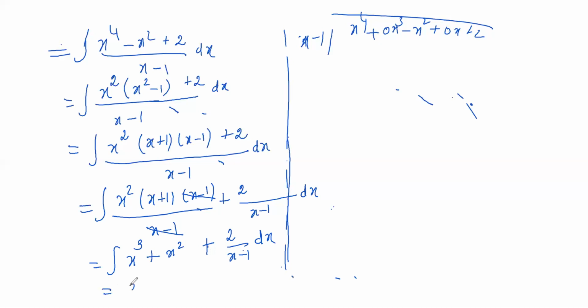Integration of x cubed is x to the power 4 by 4, plus the integration of x squared is x cubed by 3, plus taking 2 outside, 1 by x minus 1, whose integral is log of x minus 1, plus c, which is a somewhat easier step. That is, we can avoid the usual division algorithm. We can do this method also, right?